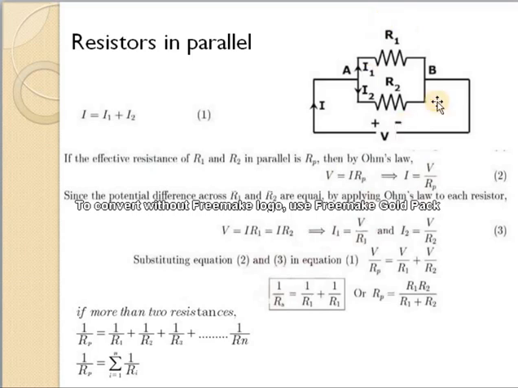Suppose this combination is replaced by a single effective resistance, that is Rp. So we are going to replace R1 and R2 by a single resistance Rp. Then I is the current flowing through Rp and V is the voltage. Then by Ohm's law, V is equal to I into Rp. From that, I is equal to V by Rp. That's equation number 2.